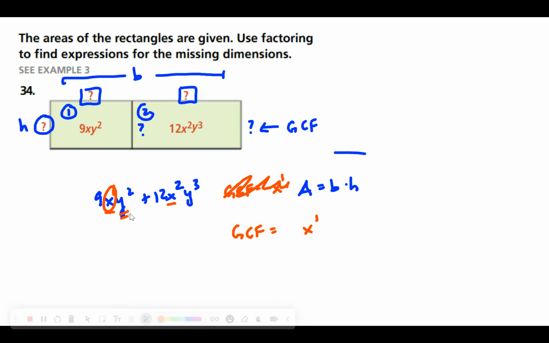Now they both have y. We take the smaller exponent, that's y to the second. We do not have to take the same variable from the same term. The y to the second could have been here and the y to the third could have been here. We still would take the y to the second.